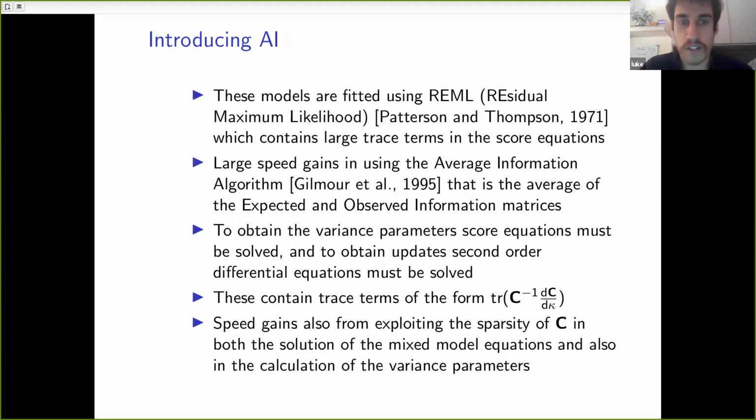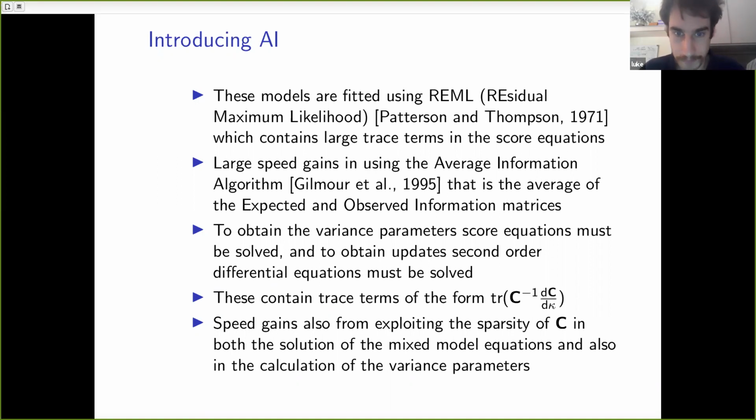These models are fitted using residual maximum likelihood, invented by Patterson and Thompson in 1971. Residual maximum likelihood is a variant of maximum likelihood estimation, except it accounts for the bias of estimating the fixed effects, and so it only uses the degrees of freedom from the residuals. This procedure leads to the computation of large trace terms, which are the products of large matrices. So it's hard to make the matrix and then find the trace.